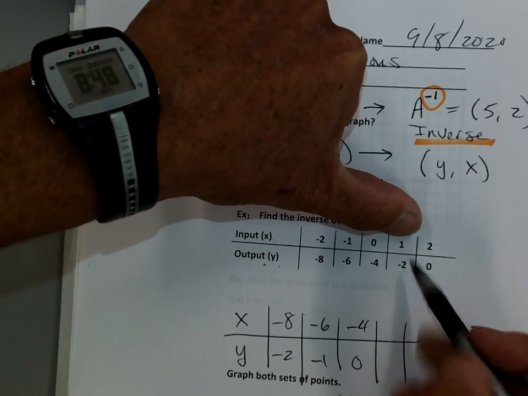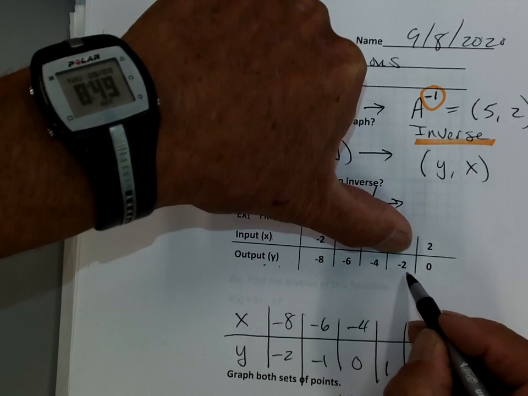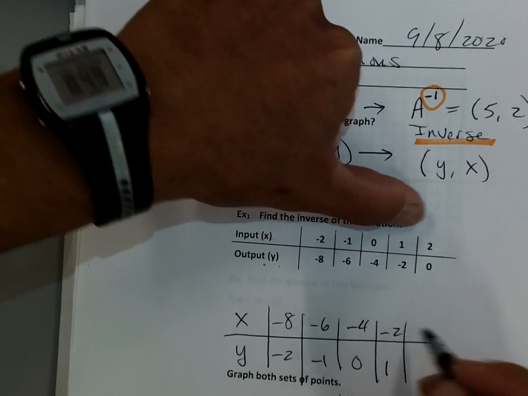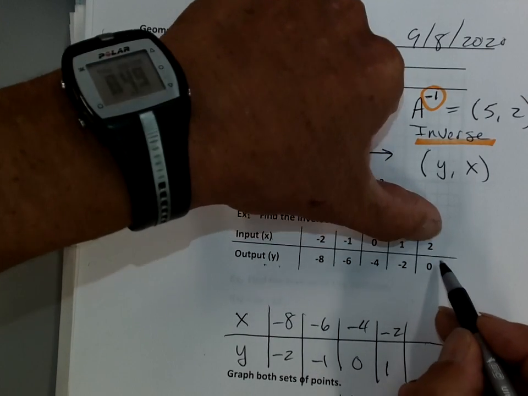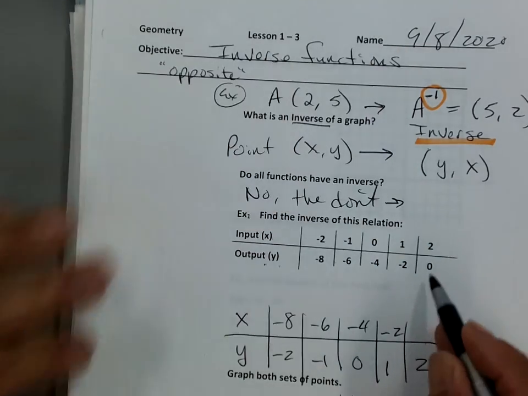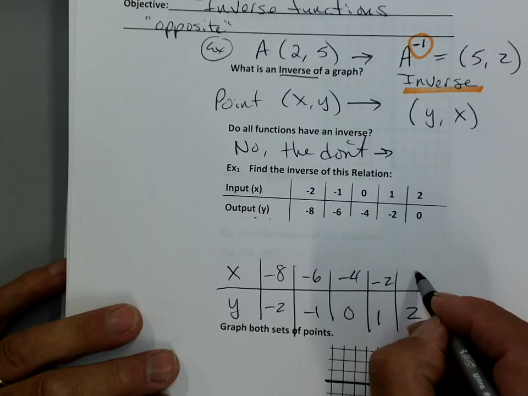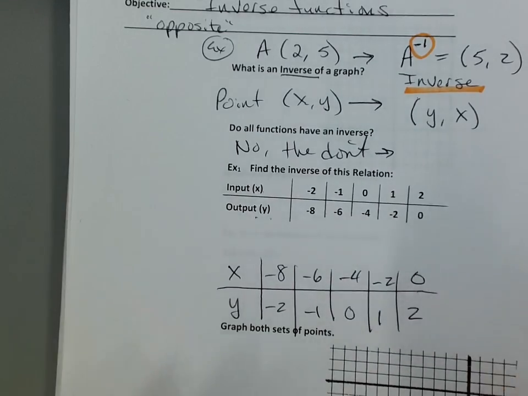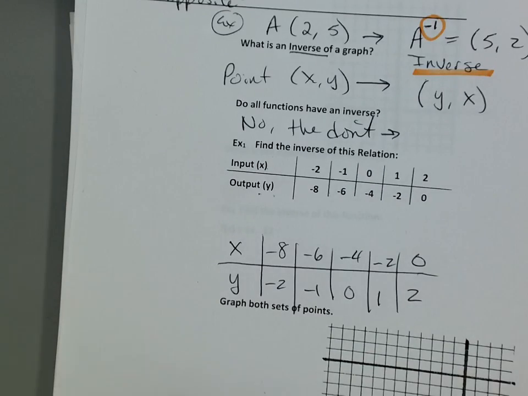My 1, which is an x, becomes a y, and my -2, which is a y, becomes an x. My 2, which is an x, becomes a y, and my 0, which is a y, becomes an x. Okay, that's it. Okay, now graph both sets of points.